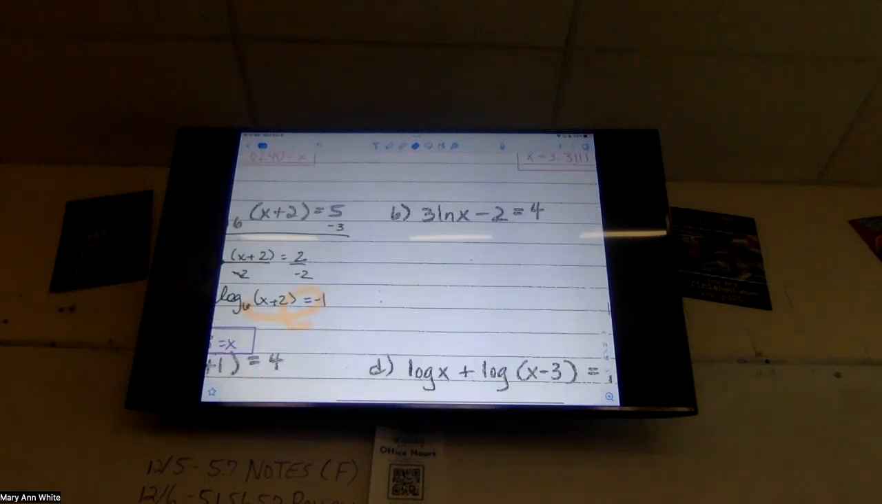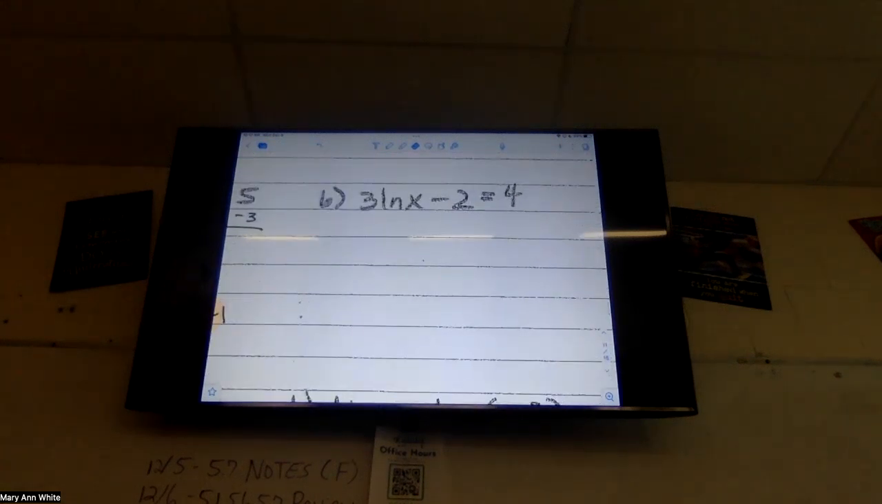Let's look at the next one. What can I do here? What should I do here to start simplifying? Add 2. +2, +2. I get 3 ln of x equals 6.